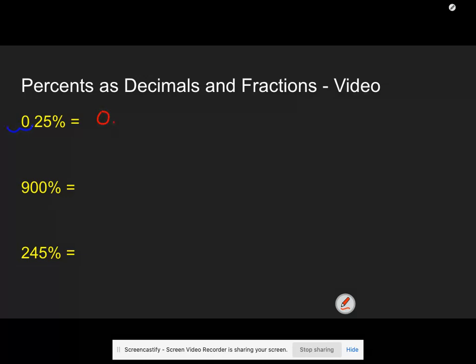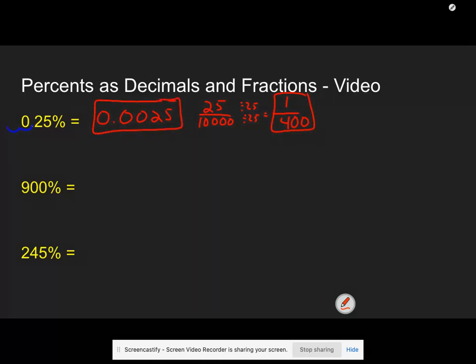So I end up with 0 and 25 thousandths. So I need to read it correctly to write my fraction as 25 over 10,000. And then I need to reduce. And so I know I'm going to divide by 25, which then gives me 1 over 400. And so this is my final answer as well as this.